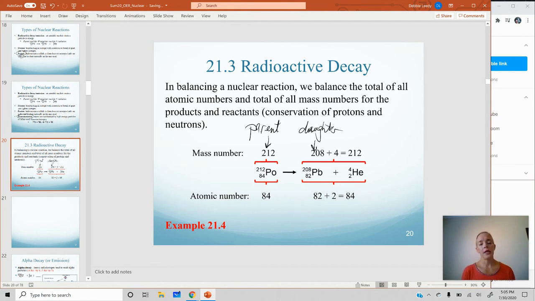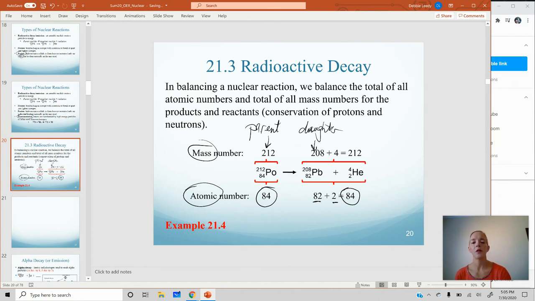Because we're changing elements in these nuclear reactions, we can't balance equations by balancing atoms anymore. What we balance now are the atomic numbers and mass numbers. So the numbers of protons and neutrons have to be the same on both sides of an equation. And so we do that by adding up all of those. So notice in our parent nuclide, we have a total of 84 protons. That means on our product side, we have to have a total of 84 protons. And that comes from the sum of 82 from lead and 2 from our alpha particle.